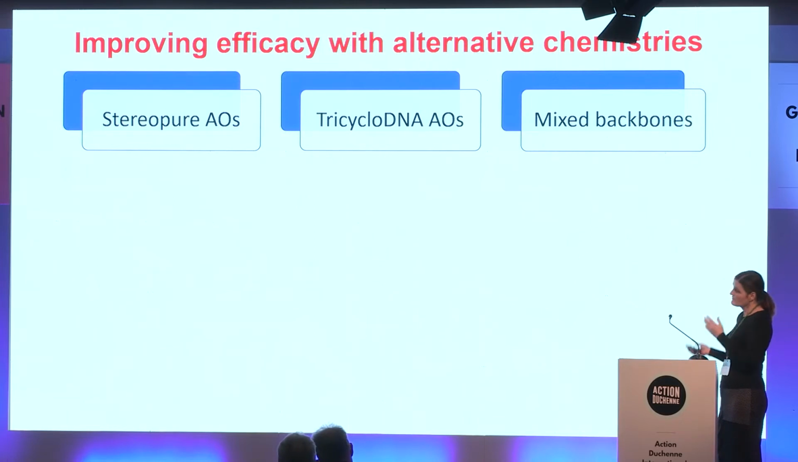So moving away from the applicability, now looking at improving the efficacy. There are 3 steps in my mind that we could use. They're quite complicated terms, and I'll explain them: stereo-pure antisenses, tricyclo-DNA antisenses, and mixed backbones. I'll take you through each of those in turn.